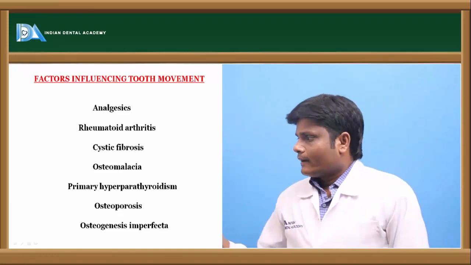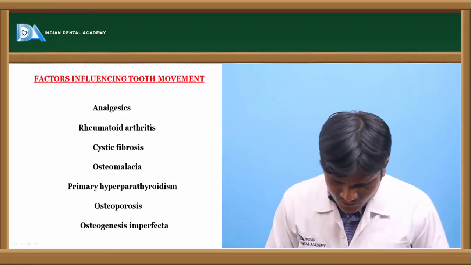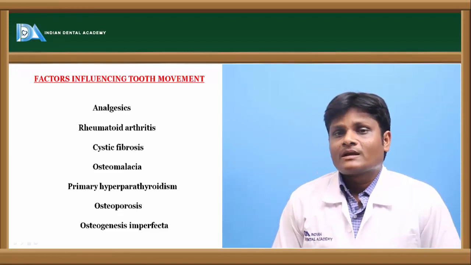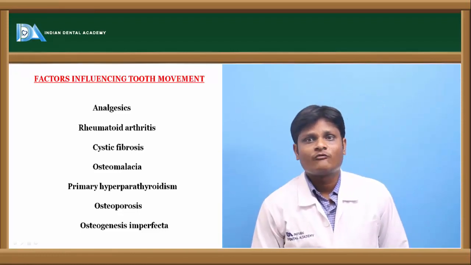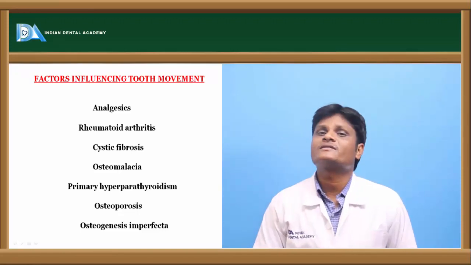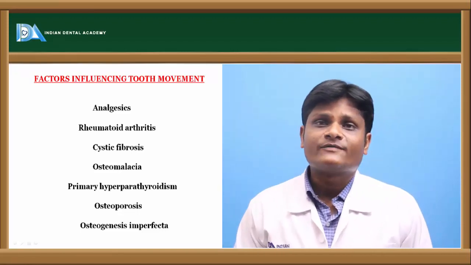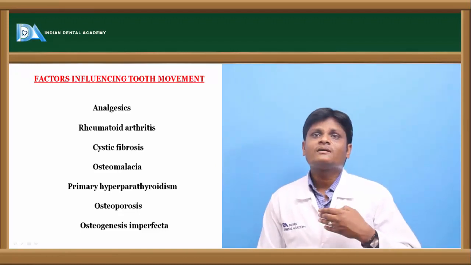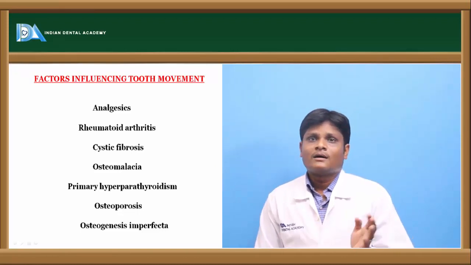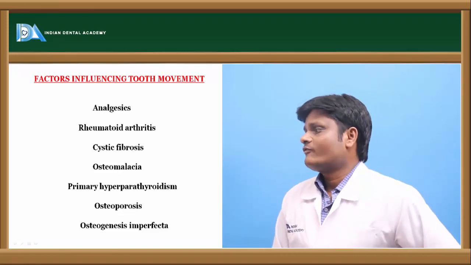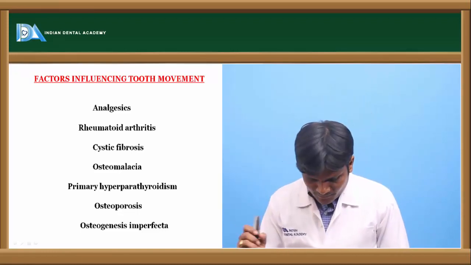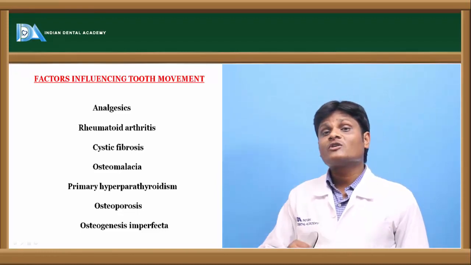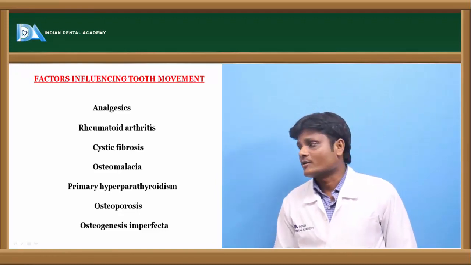Okay. Now, patients with cystic fibrosis have a less calcified bone. That means more of osteoid tissue is formed. Similarly, in the patients with osteomalacia also, we have a less calcified bone. That means the resorption process will be easy. So the tooth movement will be faster. Even in primary hyperparathyroidism we can see a faster rate of tooth movement because of increased rate of resorption.